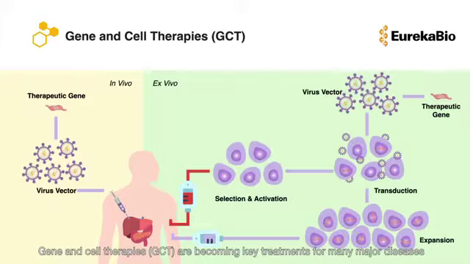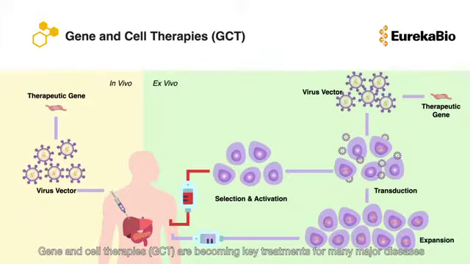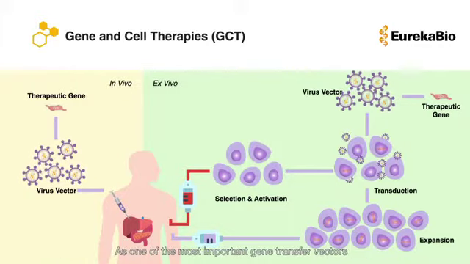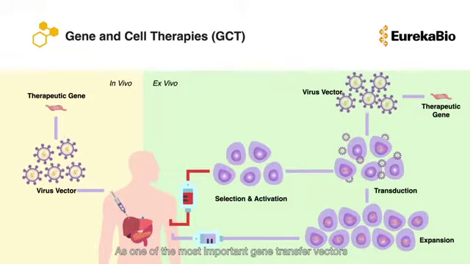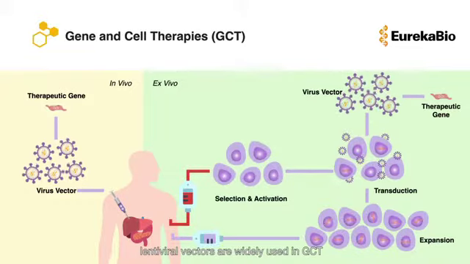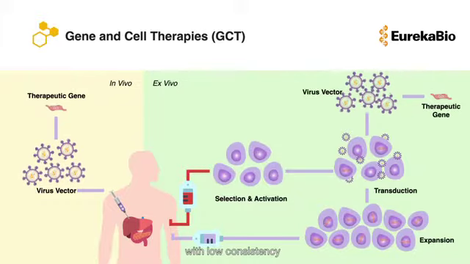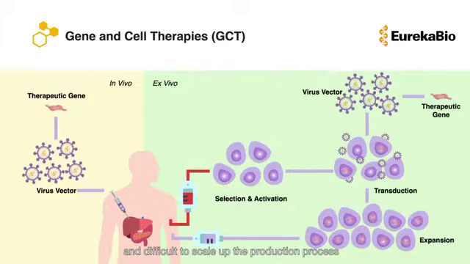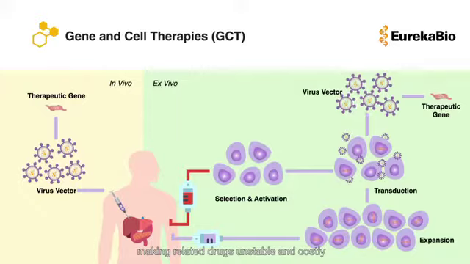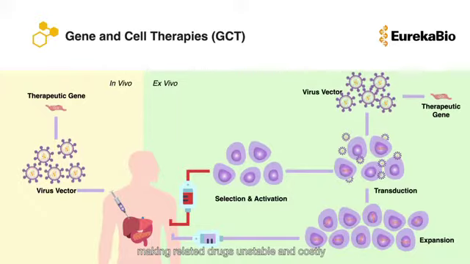Gene and cell therapies are becoming key treatments for many major diseases. As one of the most important gene transfer vectors, lentiviral vectors are widely used in GCT. However, the production of lentiviral vectors is often low in yield, with low consistency, and difficult to scale up the production process, making related drugs unstable and costly.